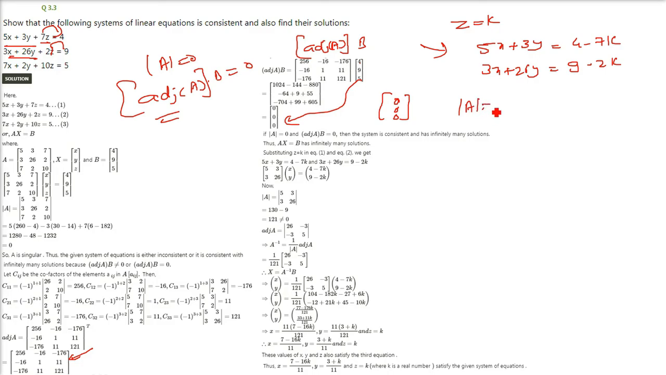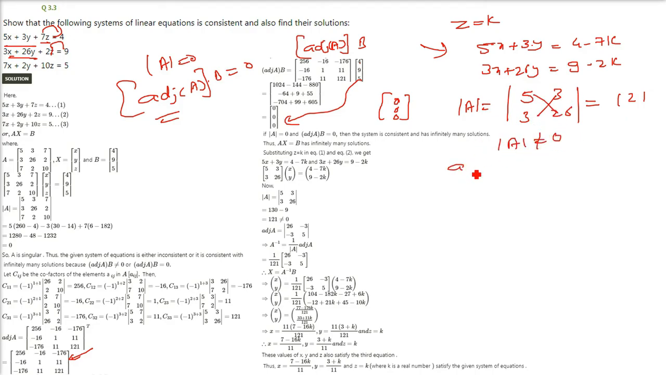So first, here also you have to do the same procedure. Find the determinant of A. What is the determinant of A? Because Ax equals B, x equals A inverse B. The determinant of A is 26 into 5 minus 3 into 3. You'll say it will come as 121. That is, the determinant of A is not equal to 0.